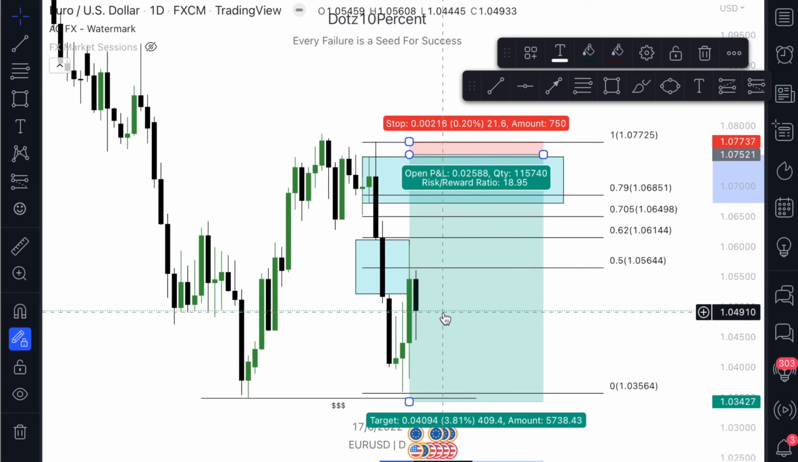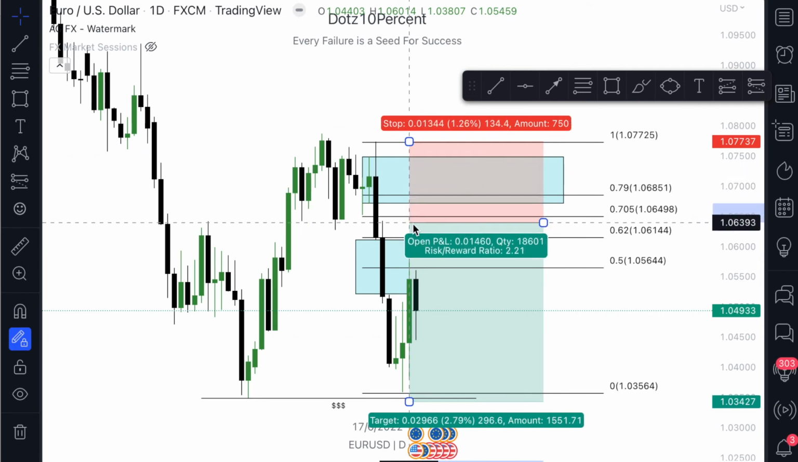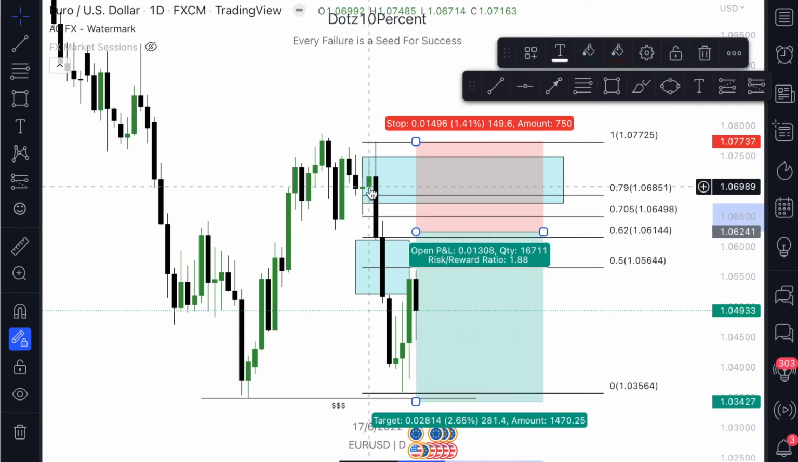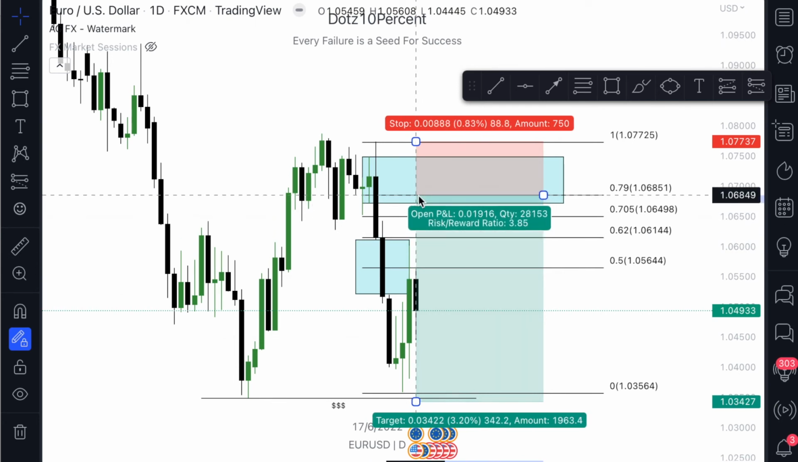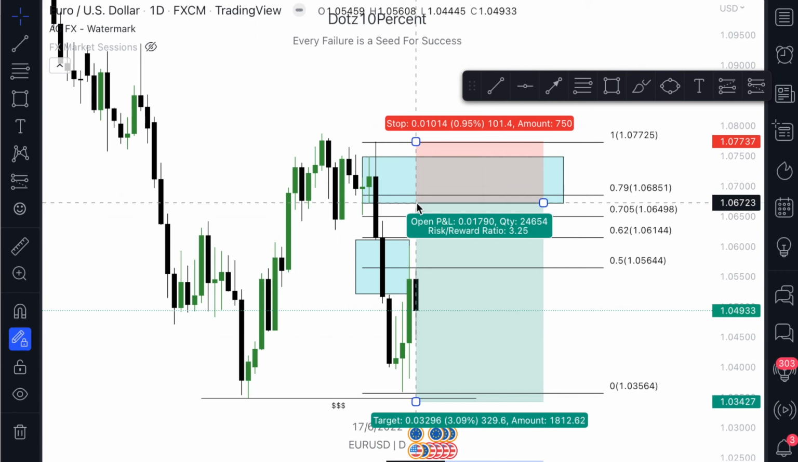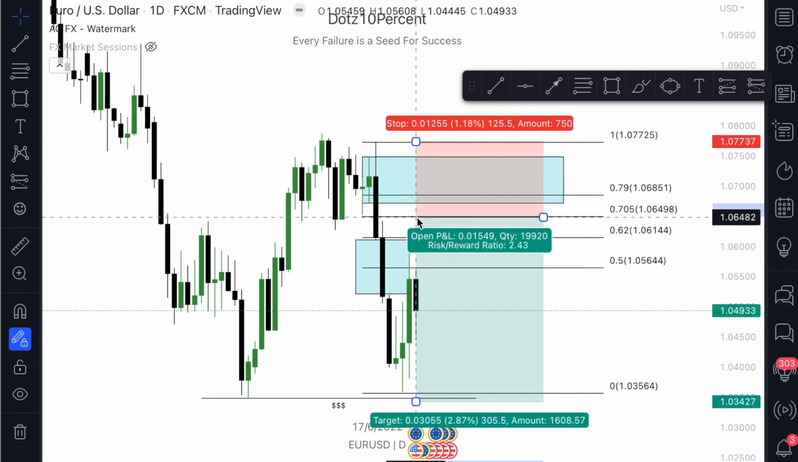Okay, it is possible that price comes up there, but there's a lot of points of interest here. There's an imbalance, there's a bigger order block here, there's another imbalance here. How do you know which one price is going to come to every time? The truth is you don't. You can make a logical guess, you can make an assumption, but in reality you don't.